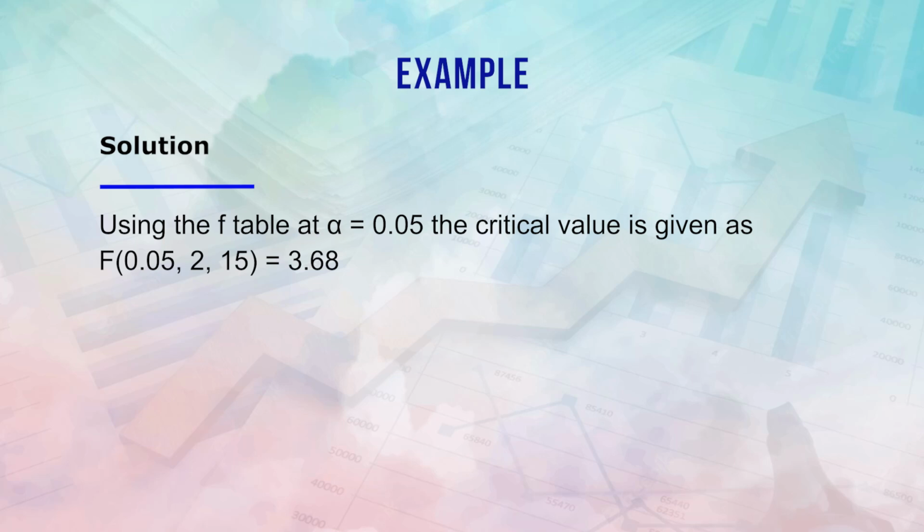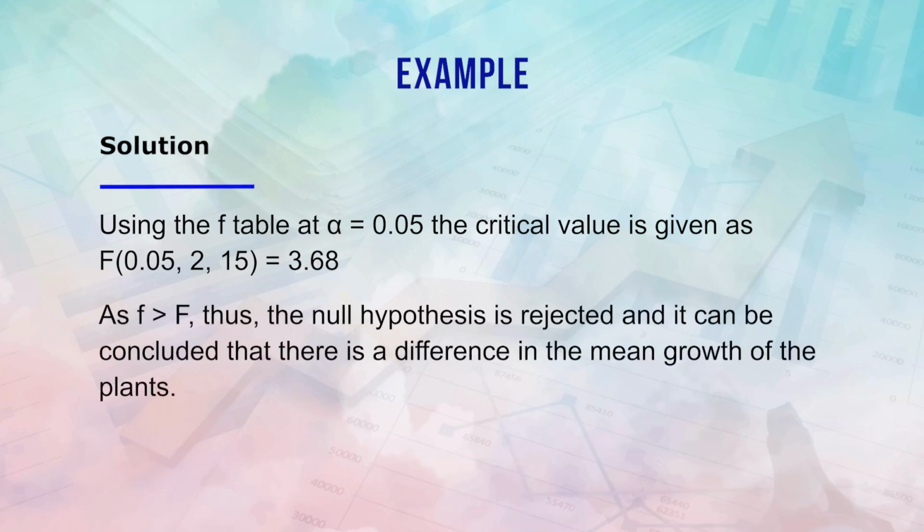So our value of the test statistic is 9.33 while the tabulated value is 3.68. So my question is, what should be our conclusion? What should be our decision in this testing? Here the test statistic exceeds the tabulated value. That means the variation due to the fertilizers is more than the variation due to the error. So that is why we reject the null hypothesis.